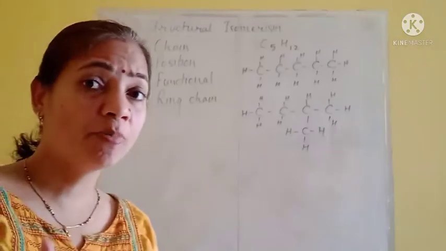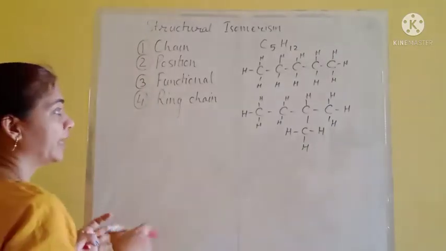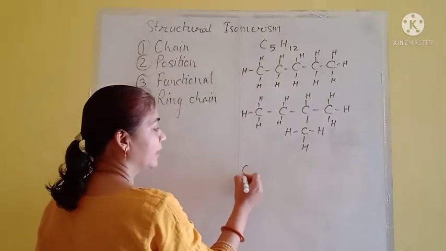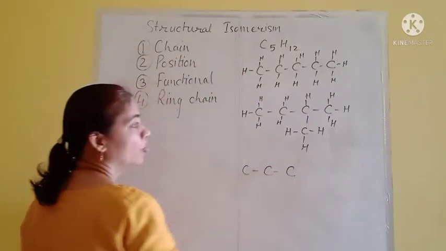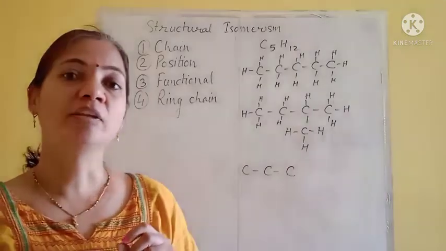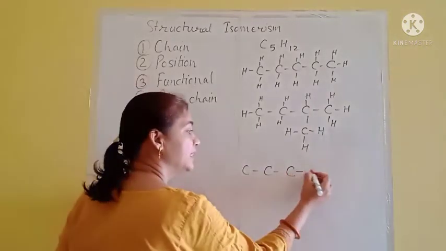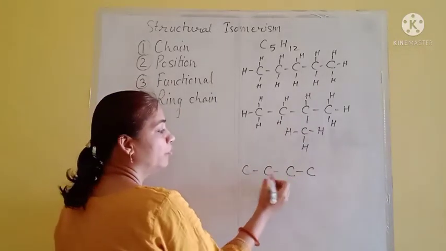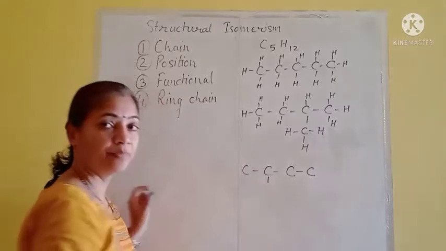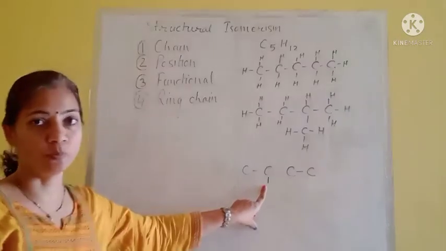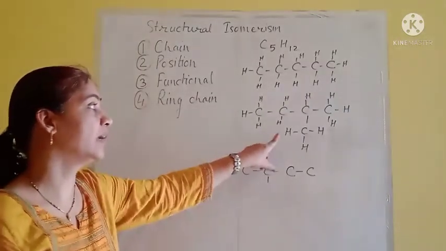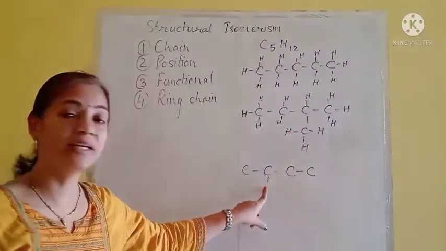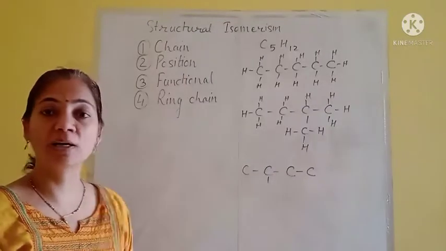Is there any other way of putting the isomer, or can we form one more chain isomer? Yeah, it can be. First let us finish with the 4 carbon chain. Now tell me, if I put a methyl group over here, will this be an isomer? No, this will not be an isomer. This is the same thing, because this is also written as 2-methyl. This is also written as 2-methyl. So this will not be an isomer.